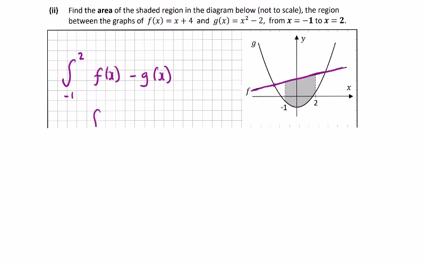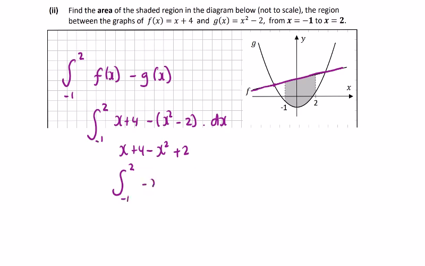So we have the integral between 2 and 1 of x plus 4 minus, just be careful that it applies to both, minus x squared minus 2 with respect to x, which is going to be x plus 4 minus x squared plus 2. So if I tidy this up, it's going to be the integral between 2 and minus 1, be careful, of minus x squared plus x plus 6.